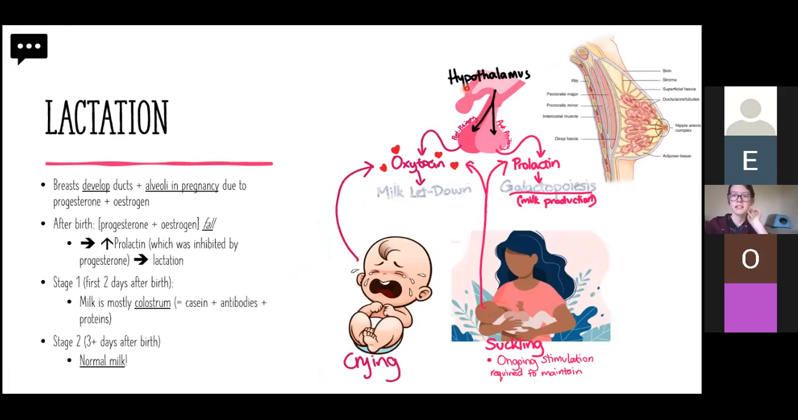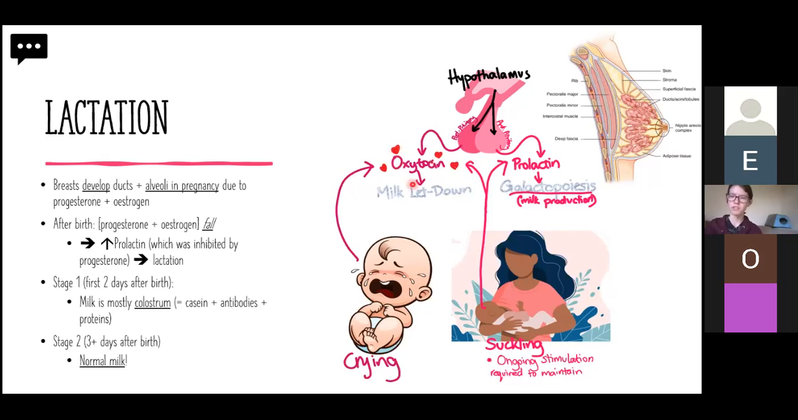Easy to get confused between which one's milk letdown and which one's galactopoiesis. I remember it in that oxytocin is a happy hormone, right? You don't need to be lactating to have oxytocin. Males and females do. It's happy, makes you calm, makes you more caring. If that made you make milk, then everybody would be making milk all the time. And that's kind of useless and would be a bit weird.